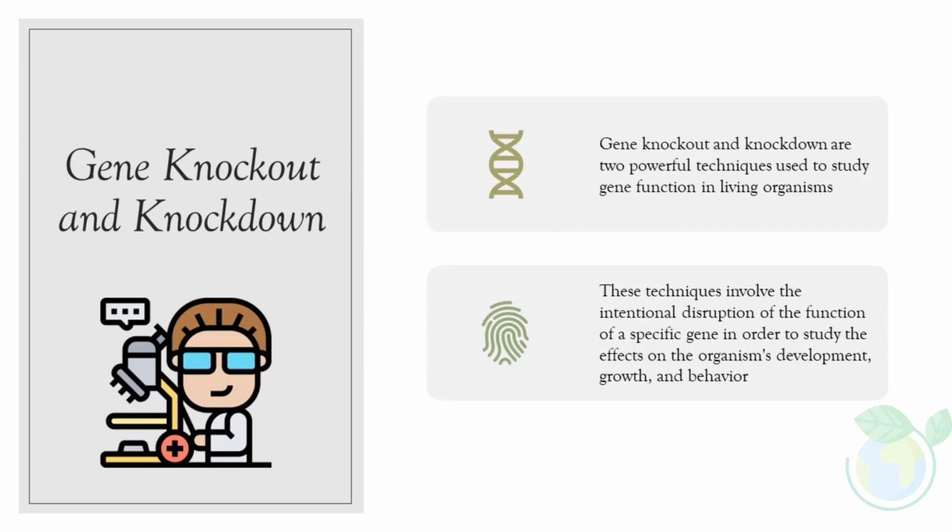Gene knockout and knockdown. Gene knockout and knockdown are two powerful techniques used to study gene function in living organisms. These techniques involve the intentional disruption of the function of a specific gene in order to study the effects on the organism's development, growth, and behavior.